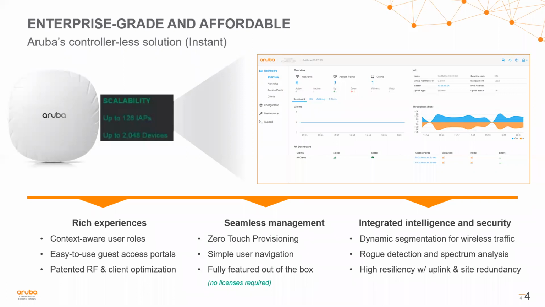Now we're going to go over all the features here in more detail, but there are a lot of rich experiences. You have the ability to do context user roles with these access points, giving you a lot of control in both security and quality of service. There's a lot of integration and ease of use with guest access portals. We have integration even with some of our social media logins and so on. A big feature of this is our patented RF and client optimization. You might have heard of Client Match or ARM. We'll go over those in a little more detail here.